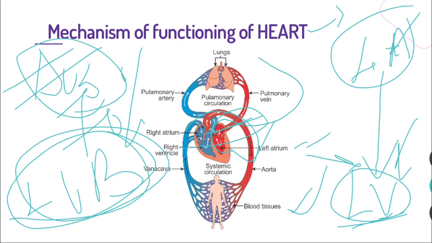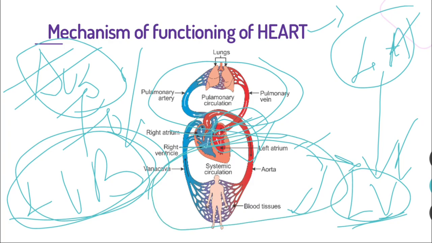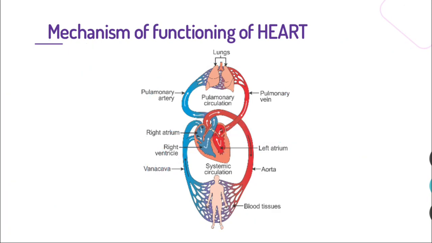The circulation happening between the heart and lungs is called pulmonary circulation, and the circulation happening between the heart and body parts is called systemic circulation.